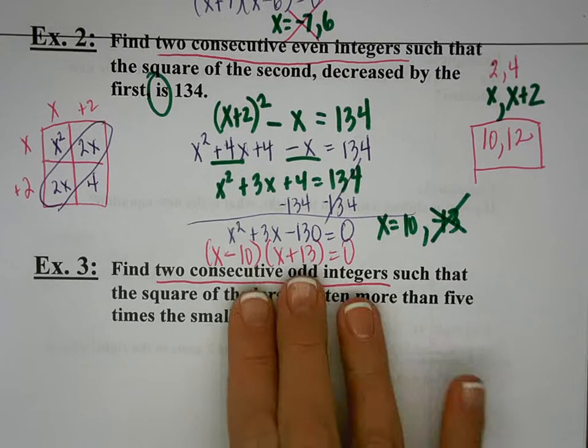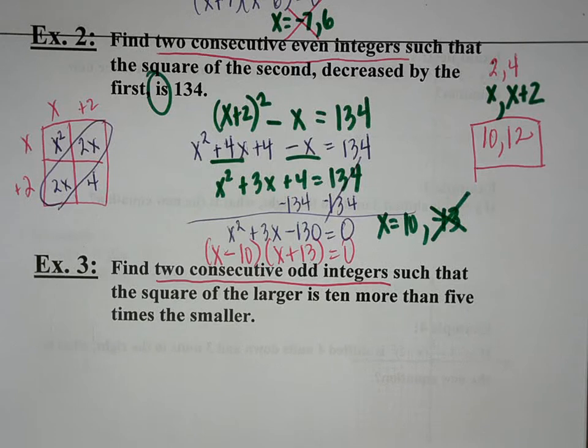Just like your x and x plus 1, or x and x plus 2, or x and x plus 3. Oh, I get it. That took me a minute.